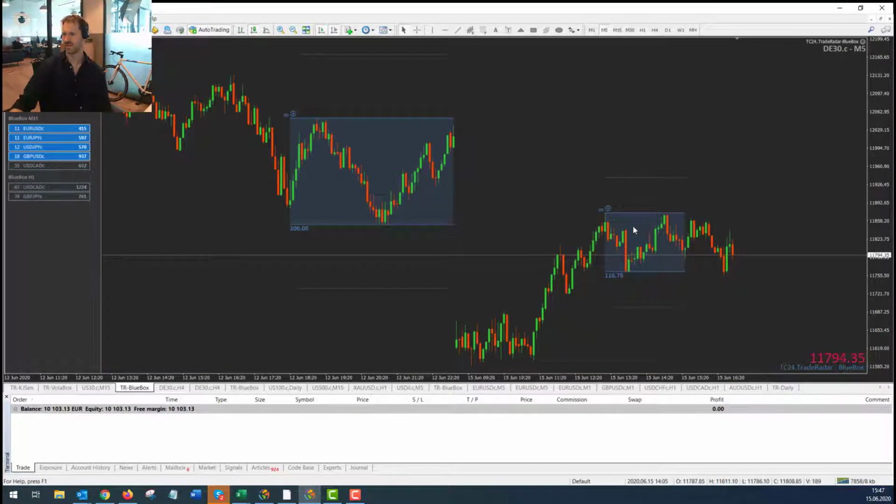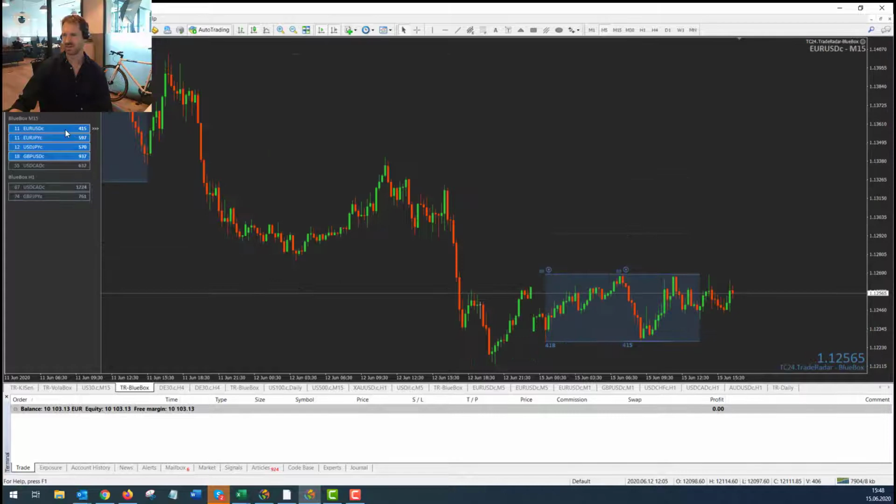All right, so there's a blue box, 110 points in the DAX, still way too high. It's not even close to trade this box, way too high. Let's click on the euro dollar on the M15 time frame.